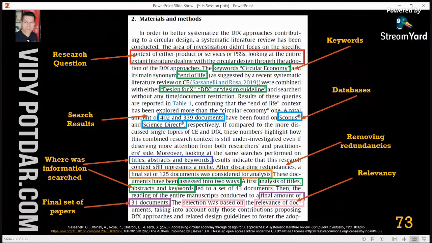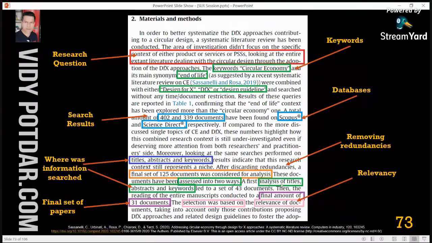When they had to refine or evaluate papers, whether to include or exclude, where did they choose the information from? So they looked at the titles, abstracts, and keywords. They removed the redundancies, and they got 125 documents. So similar papers that were reported in both were removed and they got 125.